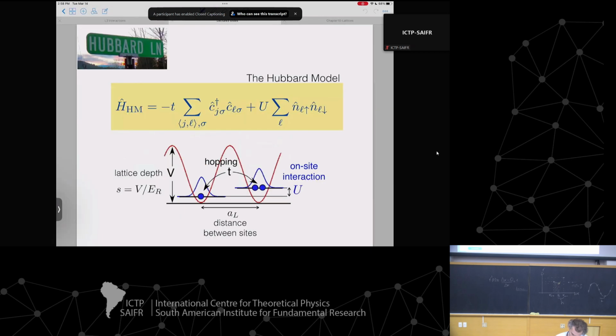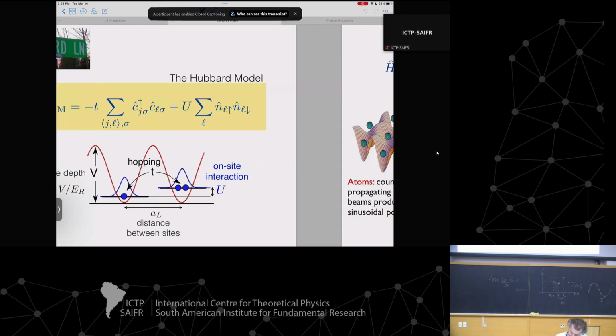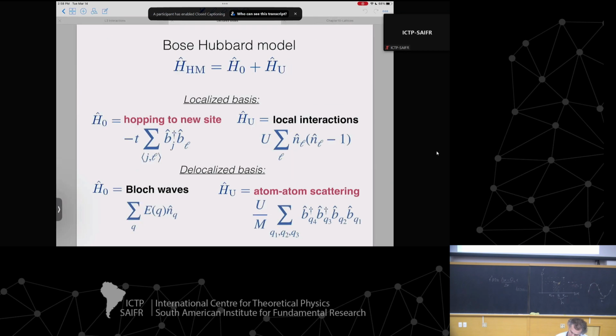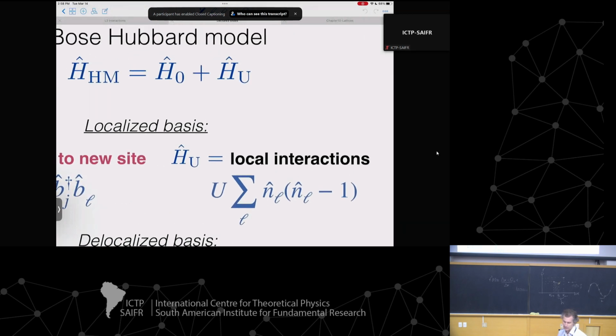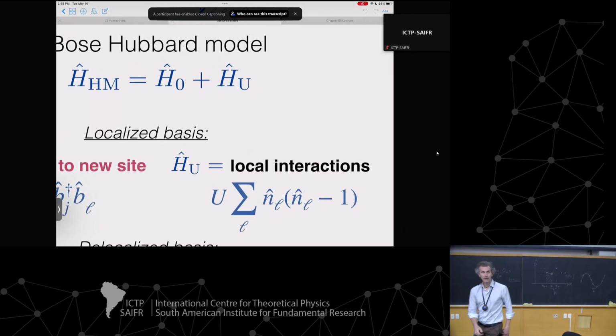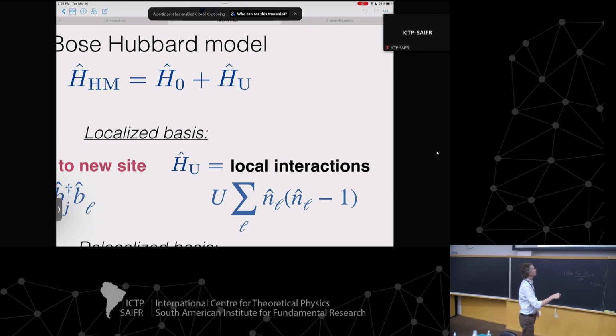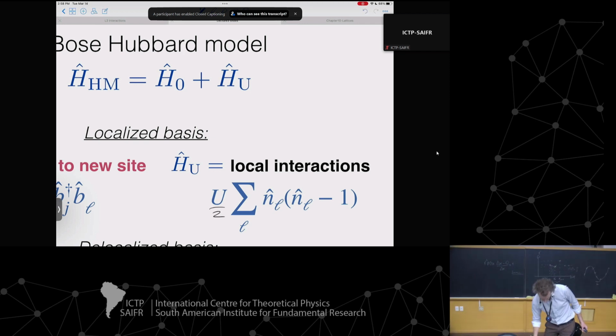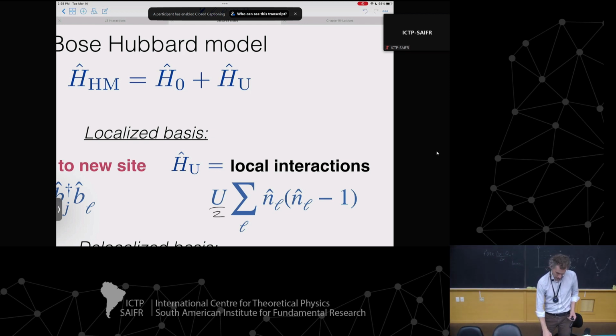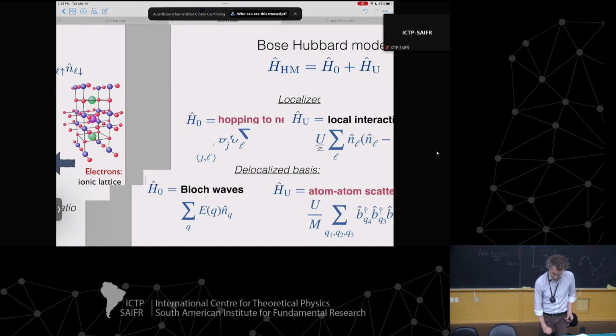So this is a Fermi-Hubbard Hamiltonian. And if I wanted to do bosons, it looks like this. Okay. I'll come to this other stuff later. But basically, local interactions for bosons have this n times n minus 1. Oh, and this should be a U over 2 here, by the way. Okay, does that make sense?